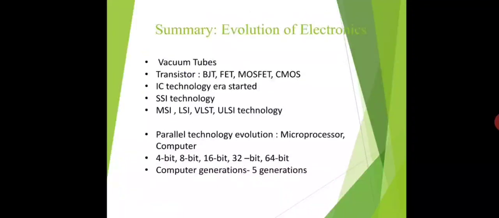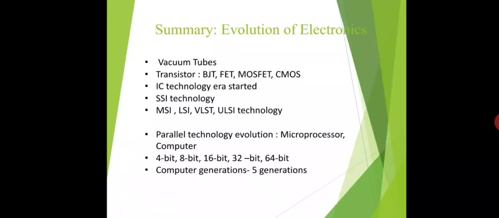So you can see here just a summary of this evolution of electronics. Initially it was vacuum tubes. Then the vacuum tube, it was bulky, it was replaced by the transistor. In the transistor, again a revolution took place and it was BJT, that is bipolar junction transistor, then field effect transistor, then metal oxide field effect transistor, then CMOS, complementary metal oxide semiconductor field effect transistor, and so on.